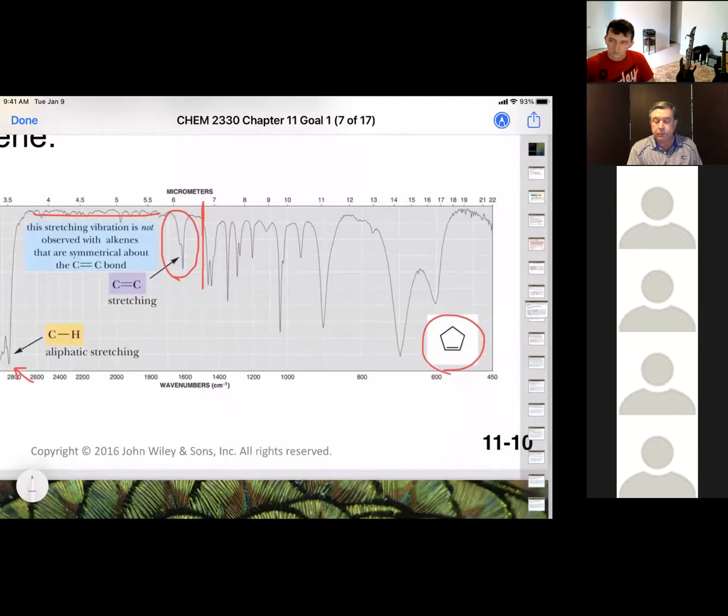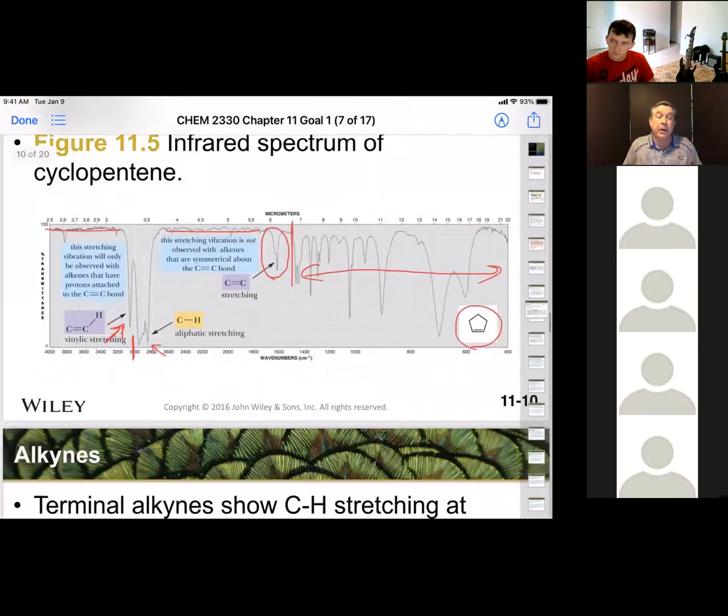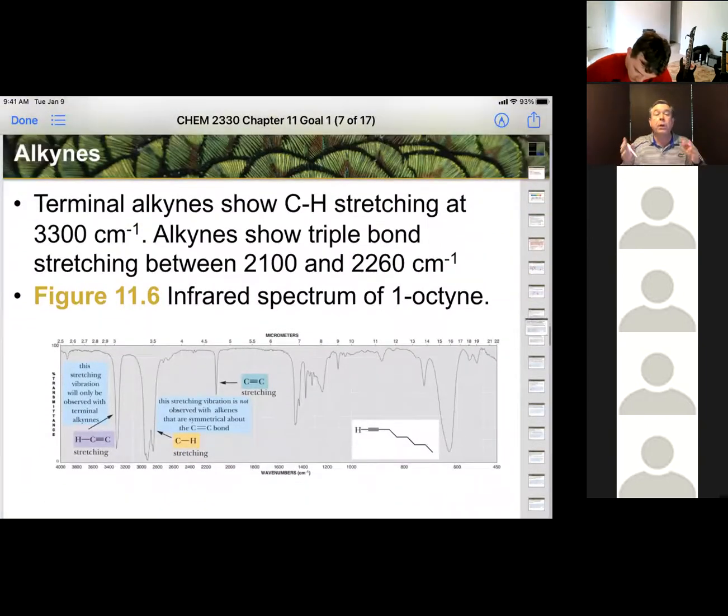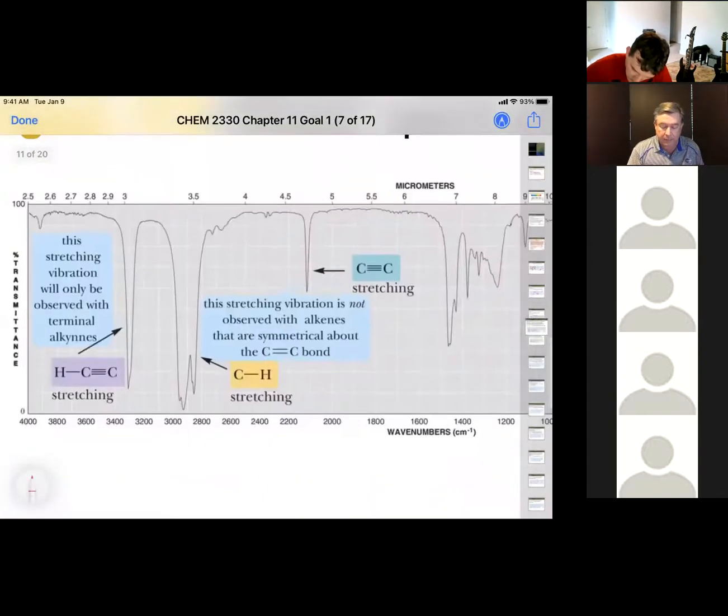And notice how busy the fingerprint region is. It's kind of hard to identify. So again, look for the functional groups above 1500. Okay, now let's switch to an alkyne. If an alkyne, we're going to move that carbon hydrogen peak up again. So notice we're going to blow it up and look at that 3000 mark.